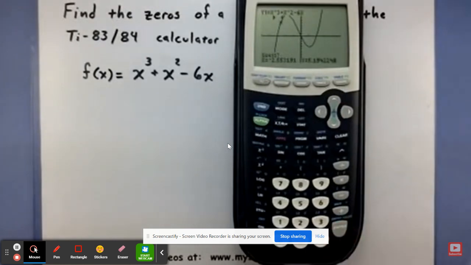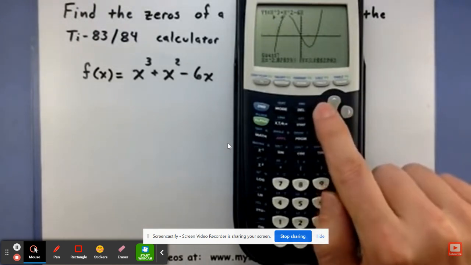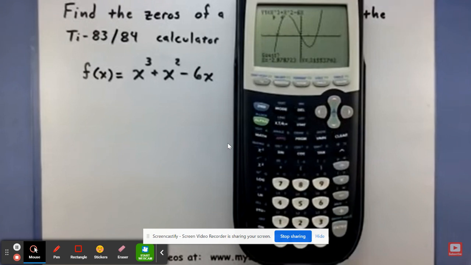As soon as you get it there, press enter one more time. And now it finally wants to know again, so where do you think that zero is? You can move your cursor as close as you can to that zero. It actually doesn't have to be right on, but just somewhere close. And press enter one more time.